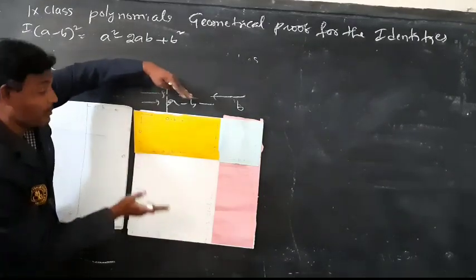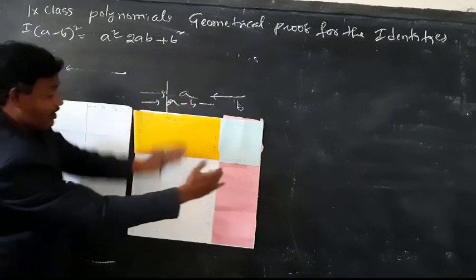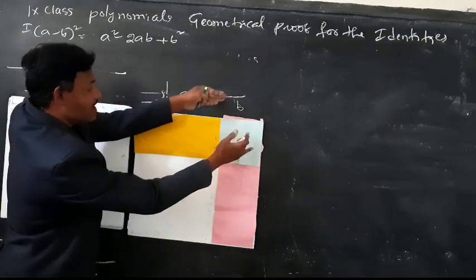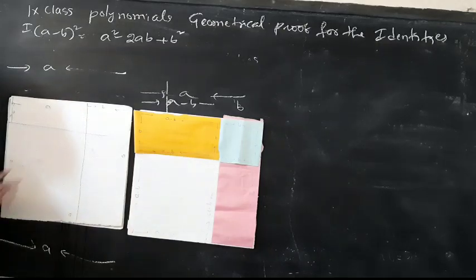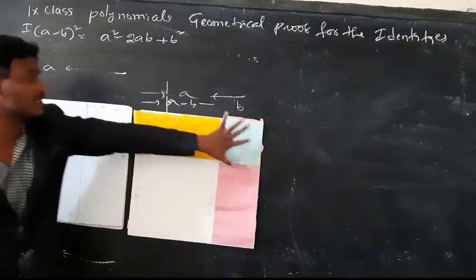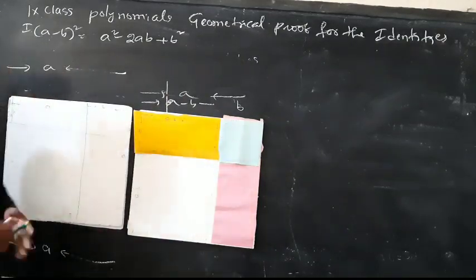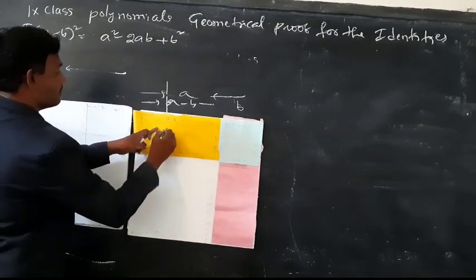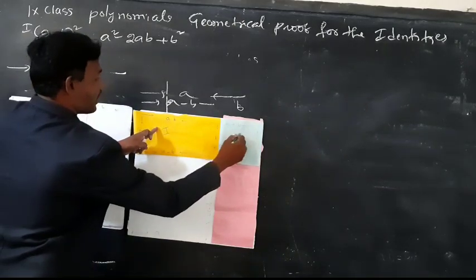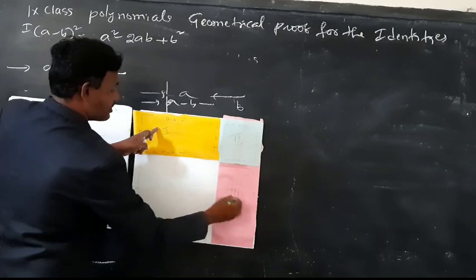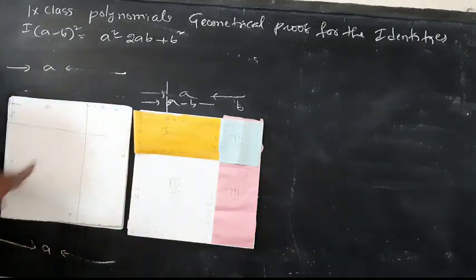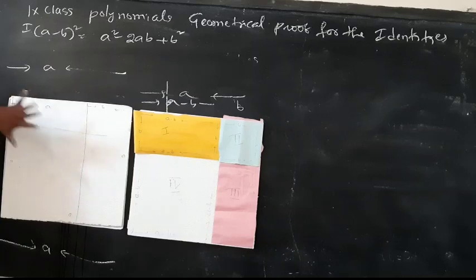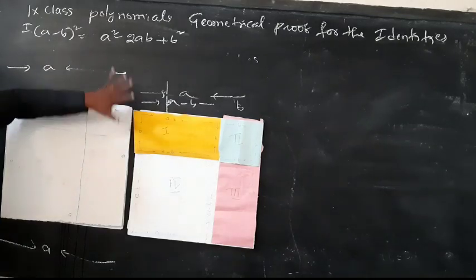Among the 4 parts, one is a rectangle, one is a square, and one is a square. To find the area of this square, you have to add the area of this part, this part, this part, and this part. Let this be the first part, this the second part, this the third part, and this the fourth part. To find the area of this figure, I have to add the area of 4 figures.